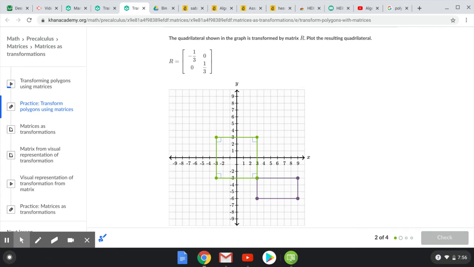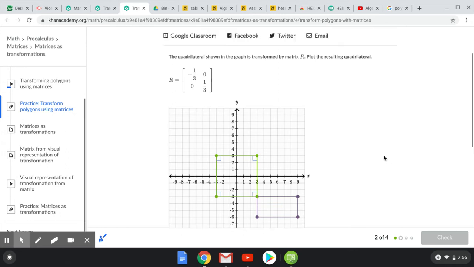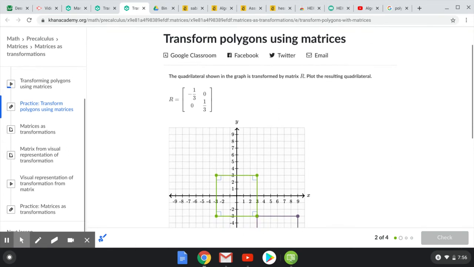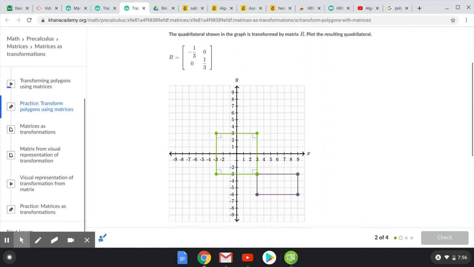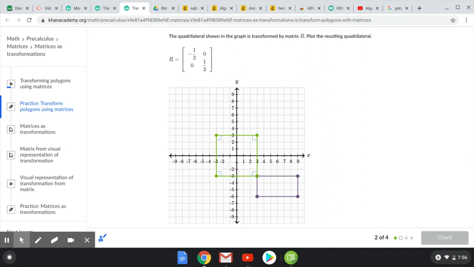So in the last video, I said that we could transform vectors. And in this video, I want to show how we can use that same strategy to transform shapes. So we're going to be transforming polygons. So basically, if you have a vector in 2 dimensions, right? Basically, it's just a point, an XY coordinate distance from the origin, right?